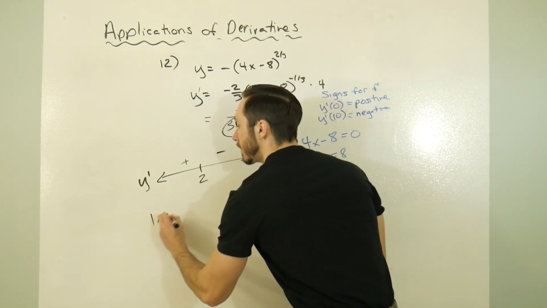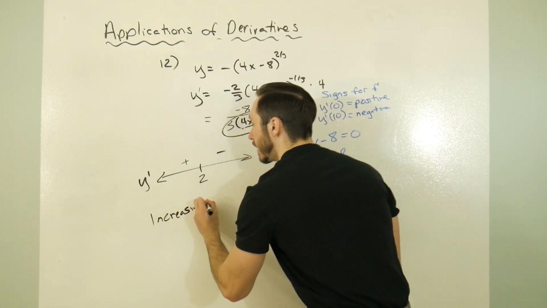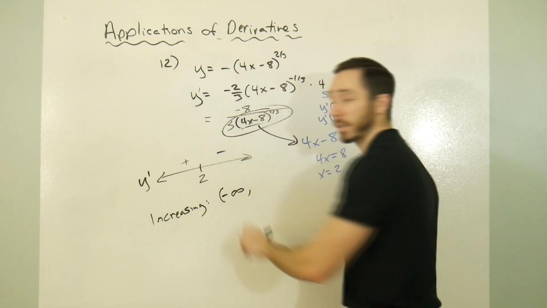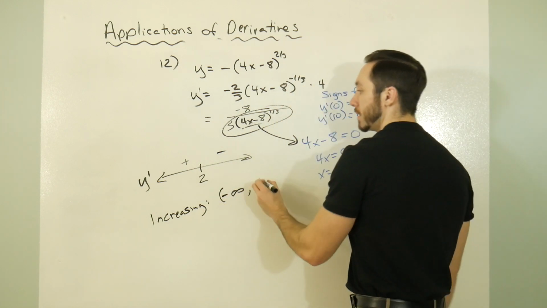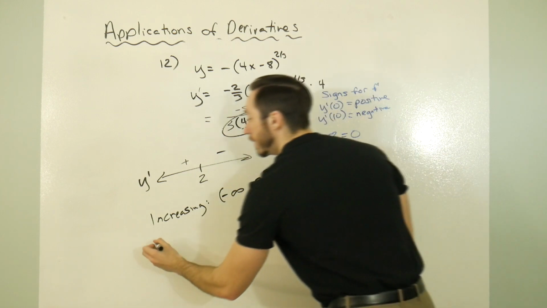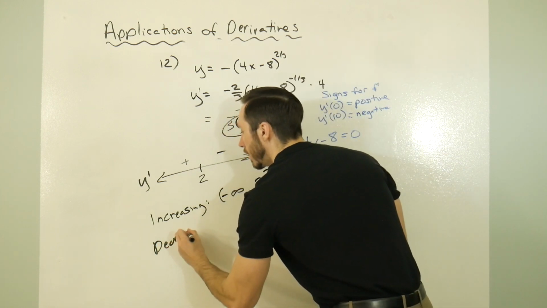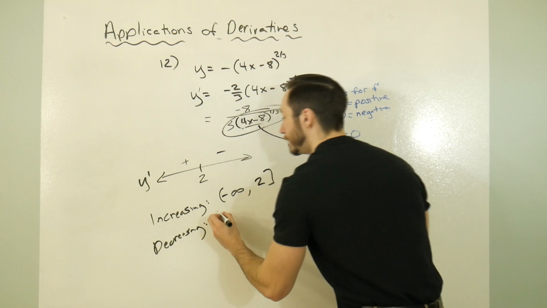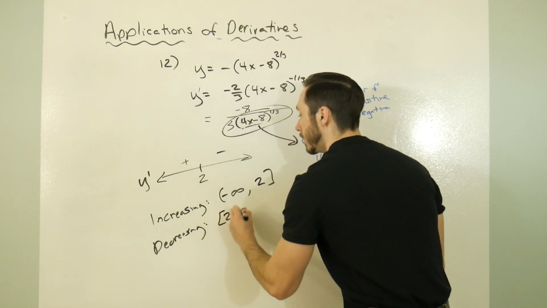So when I'm increasing, I will be increasing from negative infinity, we never include the infinities, by the way, up to 2, and then decreasing from 2 to infinity.